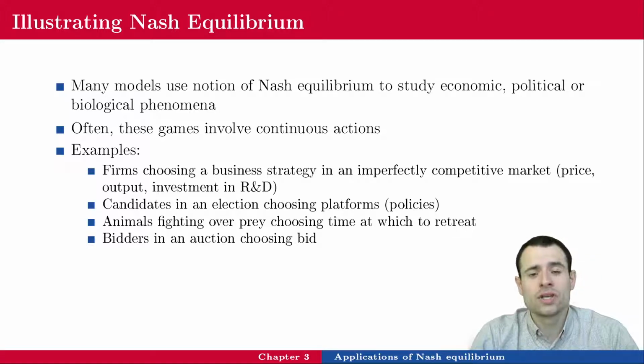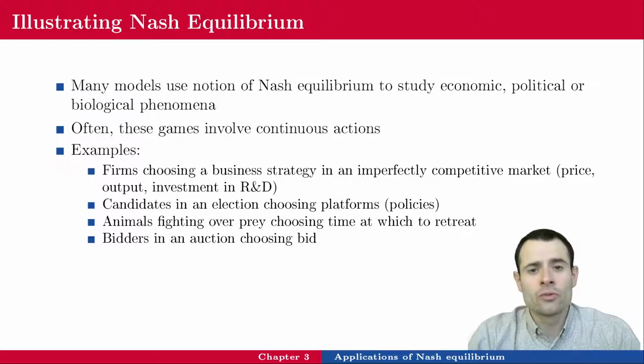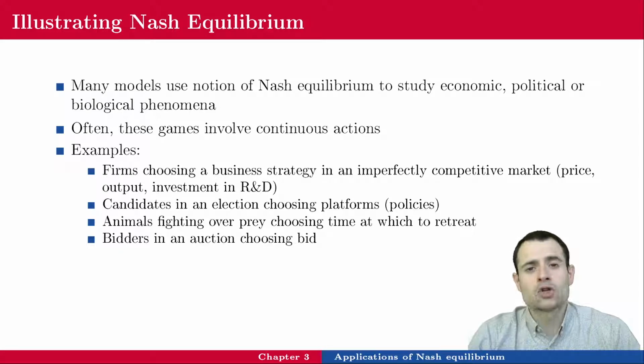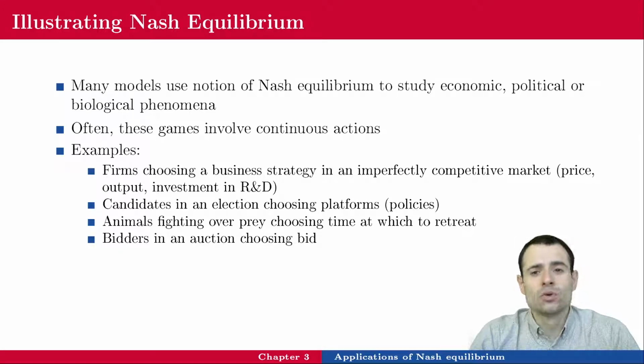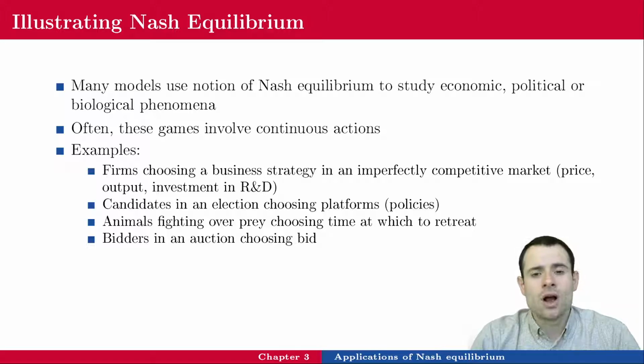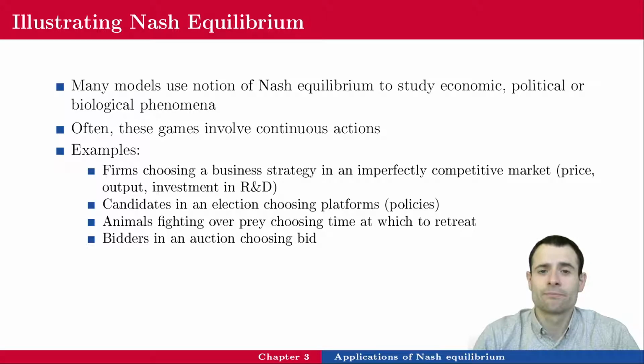Bidders in an auction choosing a bid. After all, if you are competing with other bidders for a single good, everybody has to choose how much to bid, and depending on the rules, we're going to have different sets of strategies, and we're going to have different Nash equilibria. You might not be aware of this, but there are many different types of auctions. Each of them comes with a set of rules that are going to imply different strategies and different Nash equilibria.